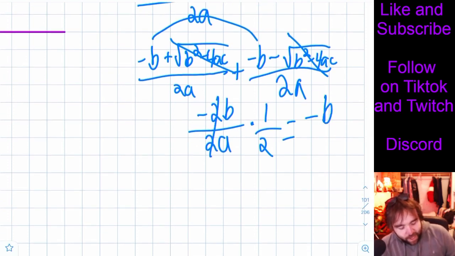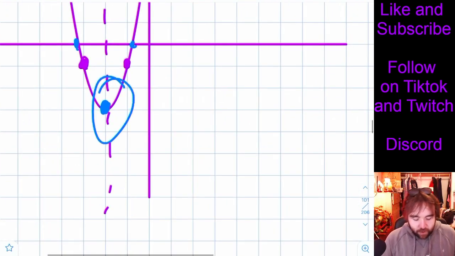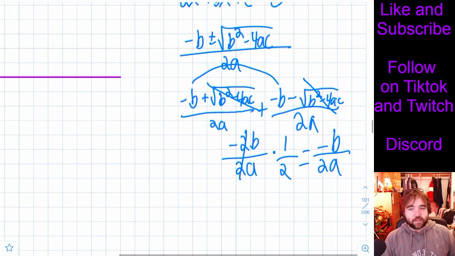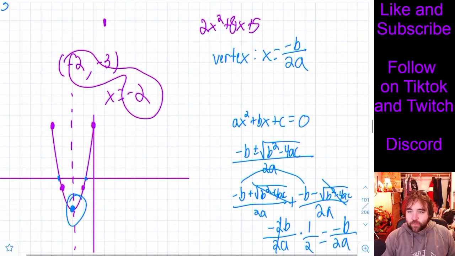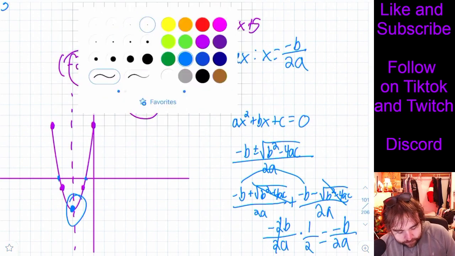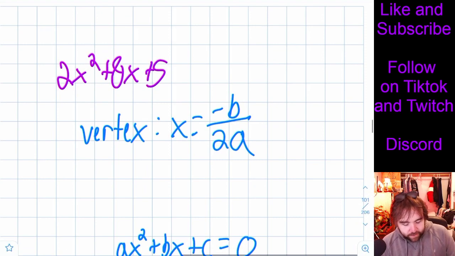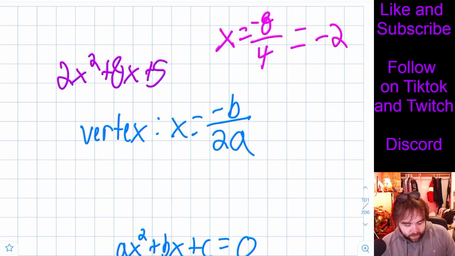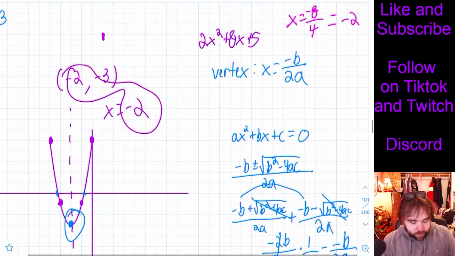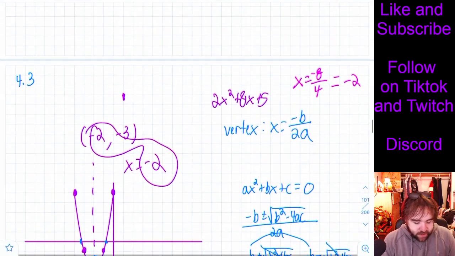And so you see that the average of the x-intercepts, which is the x-coordinate of the vertex, is negative b over 2a. And so with that knowledge, we could have said, well, b is 8 and a is 2. So the x-coordinate of the vertex is negative 8 over 4, which is negative 2. And then we would plug that into the equation and say that when x is negative 2, we already did that, but we deleted it.